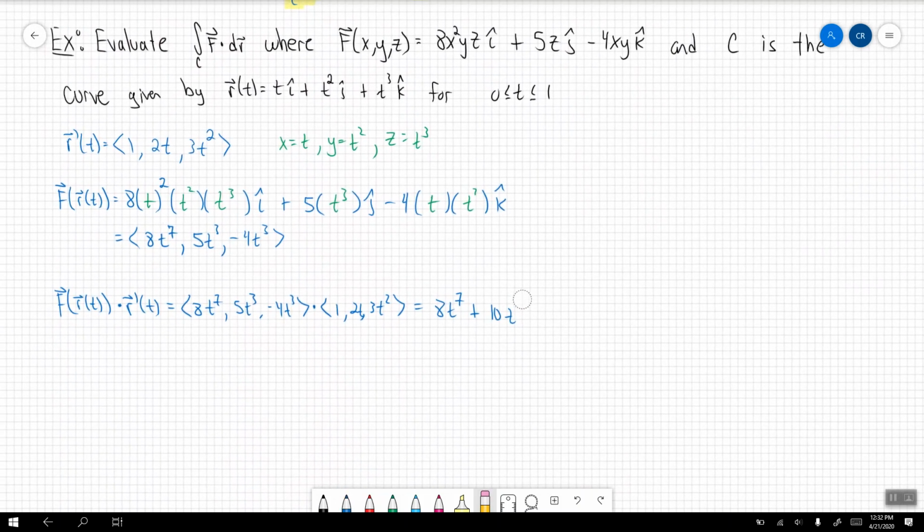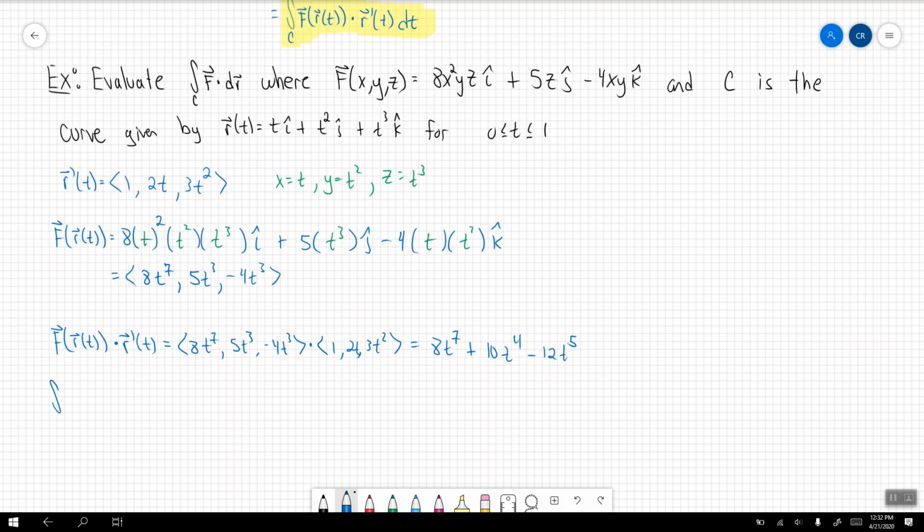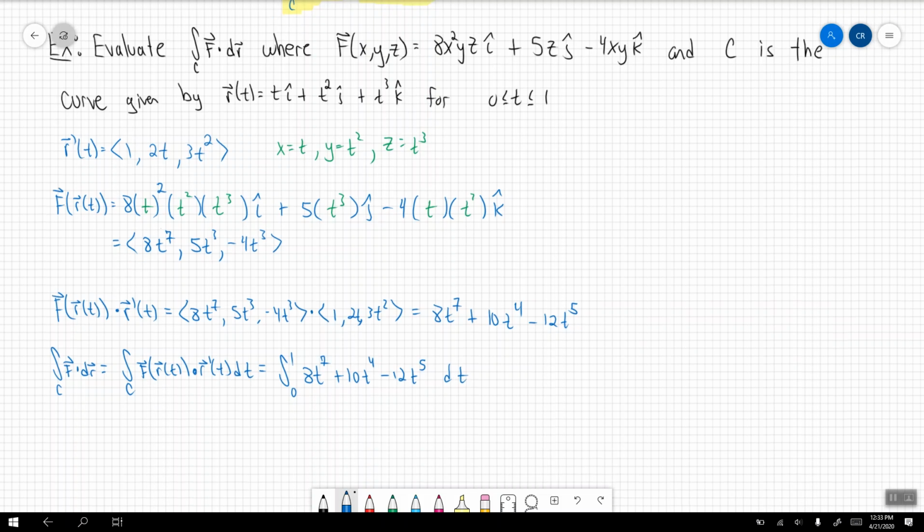Again, I said that I had made a mistake here. So this was really t to the fourth. There we go, 10t to the fourth. And then minus negative 4 times 3, so it's going to be 12t to the fifth. So when we try to calculate this line integral over the curve of F dot dr, it now becomes the line integral over the curve of the function composition with respect to r of t, dot r prime of t dt, which now means I'm integrating the curve from 0 to 1. This integrand is now the function 8t to the 7th plus 10t to the 4th minus 12t to the 5th, and r prime was already taken care of, so that's just dt. So it turns into a really nice, straightforward integral once everything is said and done.